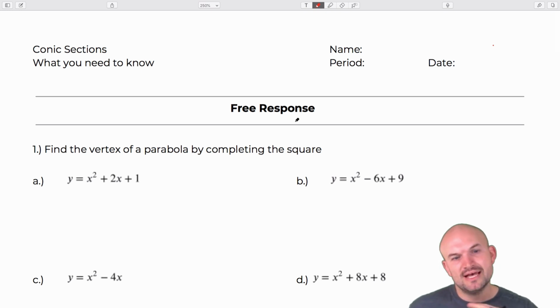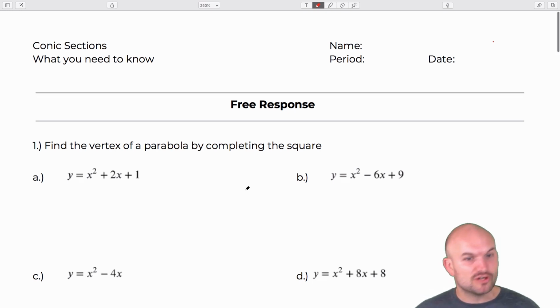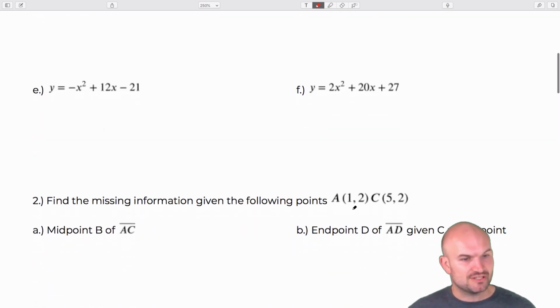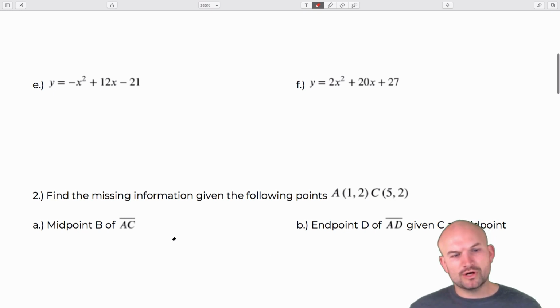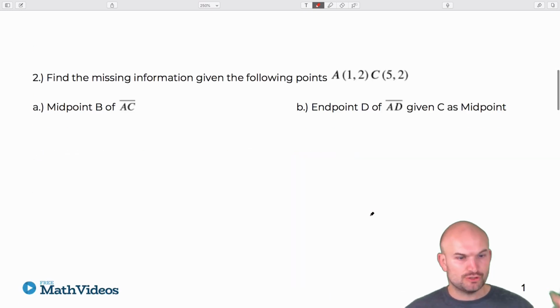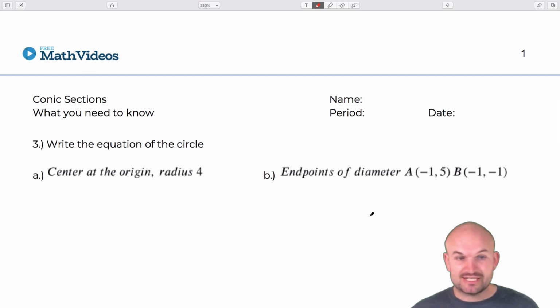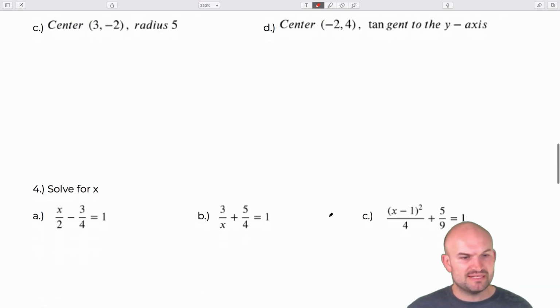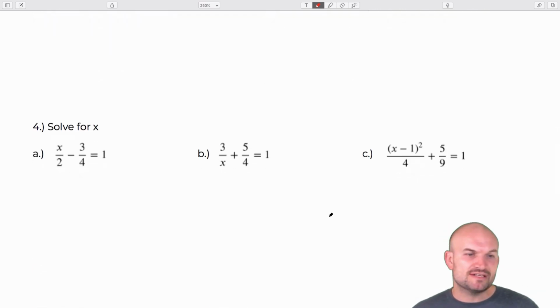So what I chose was completing the square problems, finding the vertex of a parabola by completing the square. Also ones where we have terms that we need to factor out, divide those out. We're going to work on how to identify the midpoint, as well as how to identify the endpoint when we're given one endpoint and a midpoint. Some good old geometry questions. We're going to practice writing the equation of a circle given some different pieces of information. And then we'll go back to solving some equations, solving for x when we have a rational equation. Nothing crazy, just some problems to go through the practice of what we can do.